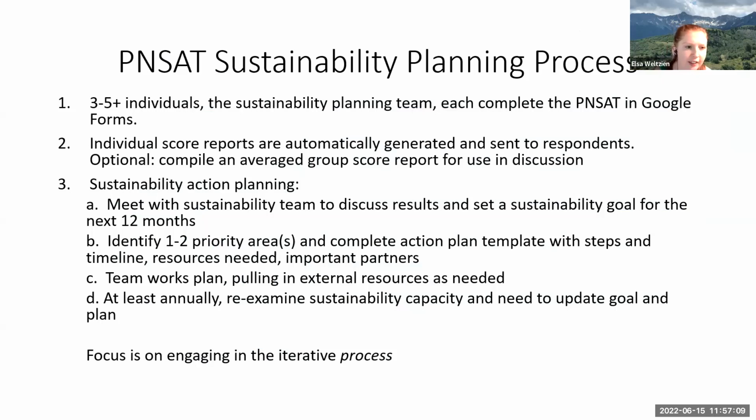And then the steps to really look at those results and develop a plan is to bring the sustainability team together to look at those results, what were the challenges and facilitators, and then use that information to set an actionable sustainability goal for the next year based on 1 to 2 priority areas. Then develop a plan for the goal using an action plan template where you can put out those steps and the timeline as well as resources needed, and then use that plan to go through each of those steps over the next year and pull in external resources as needed.